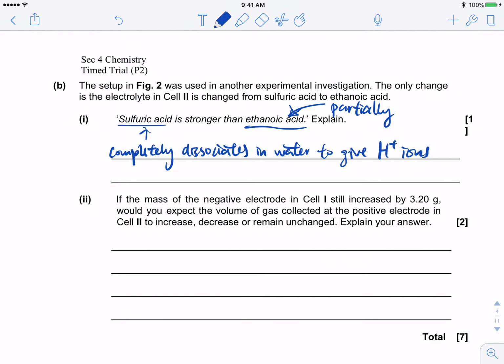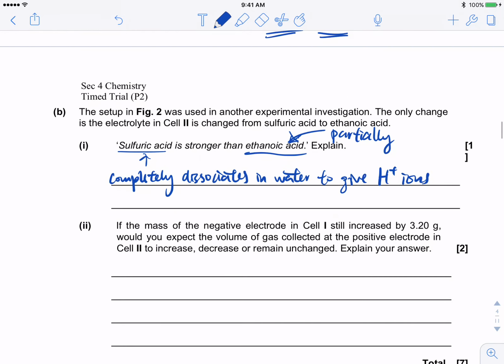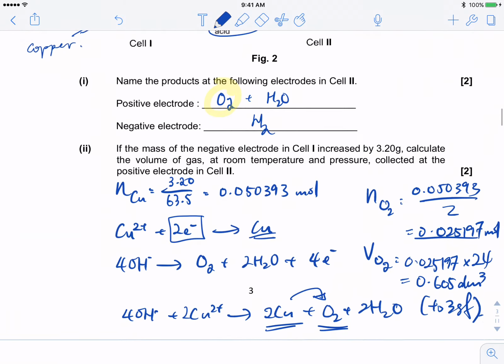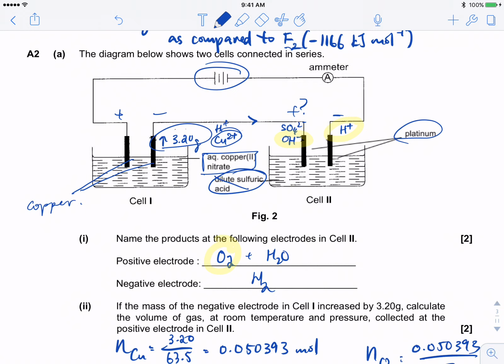Okay, B. If I change the electrolyte in cell 2 from sulfuric acid to ethanoic acid. Okay, the first question is a definition question, so I won't go through. Part 2, if the mass of the negative electrode still increased by 3.2 gram, would you expect the volume of gas collected at the positive electrode to increase, decrease, or remain unchanged? Explain your answer. Now, if I change this acid to ethanoic acid, so what are the changes? Let me use another color to indicate that it has changed.